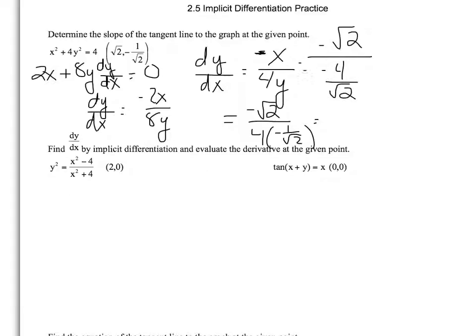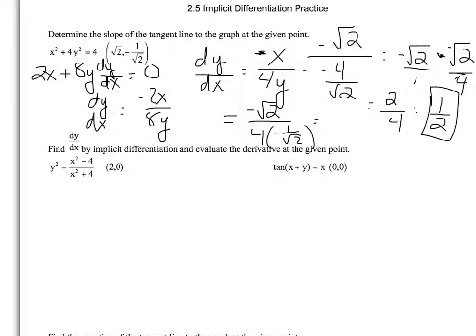You can do your keep, change, flip. So I'm going to keep the numerator, negative radical 2, and change division to multiplication, and flip the denominator. So negative radical 2 over 4. Multiply across, negative radical 2 times negative radical 2 is just a 2. 1 times 4 is 4. So 2/4 reduces to 1/2. So again, to find the slope, what we did is we took the derivative, got dy dx by itself, and plugged in our point. The next piece is the same thing.